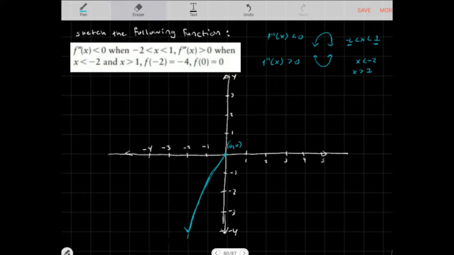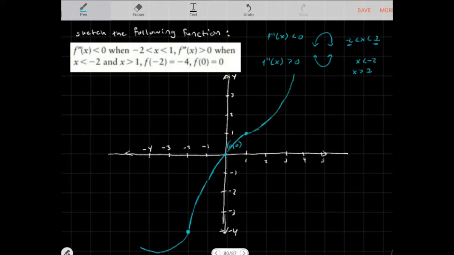Okay, so this portion here would be concave up. So this would be concave up. So this is concave down. Right, so it's concave down between negative 2 and 1. And then maybe at some point 1, when x is greater than 1, it becomes concave up, sorry. So maybe it does that.